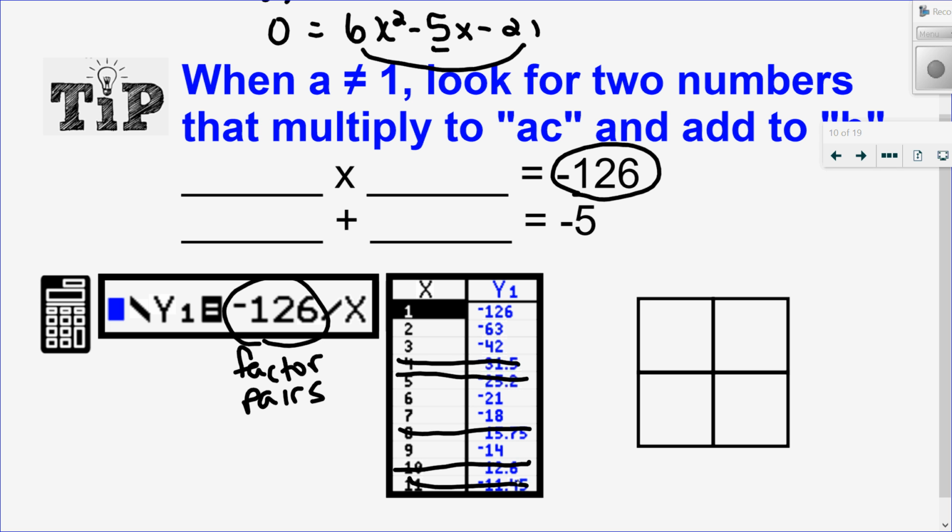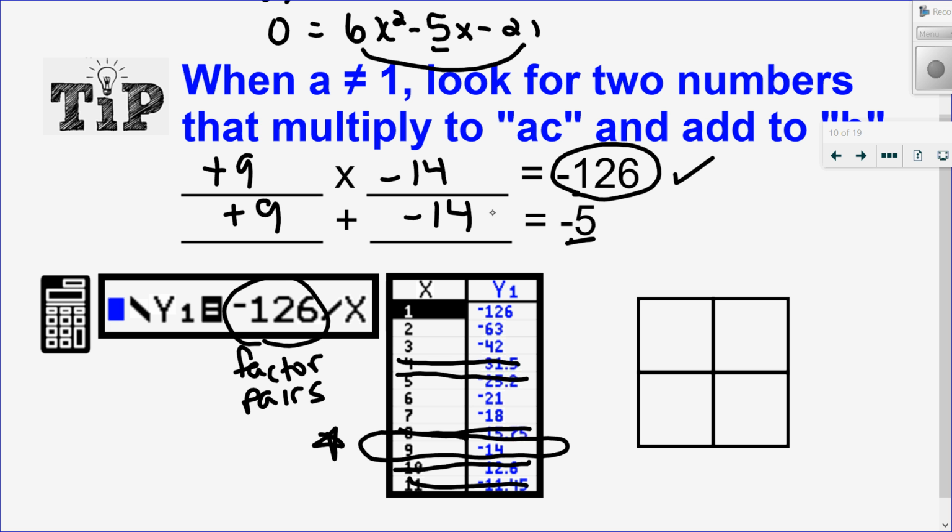So you can keep going down the table, but I'm just looking for the first one that adds to negative 5. And scanning through the table, I see that this one here is the golden ticket, 9 and negative 14. So I know that positive 9 times negative 14 is negative 126. And I also know that positive 9 plus negative 14 adds to negative 5. So now that I've found the numbers, you guys can factor in whatever way you want. Some of you do decomp, some of you do inspection, however you want to do it. I'm going to go back to the box method that we used with completing the square, since we already covered that.